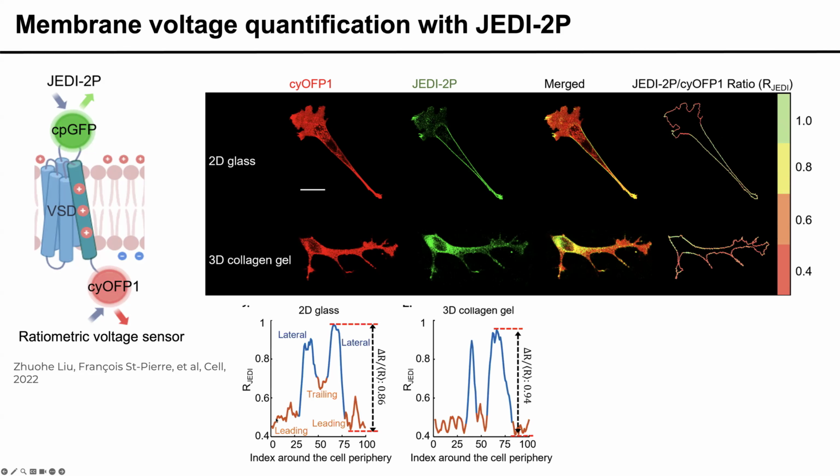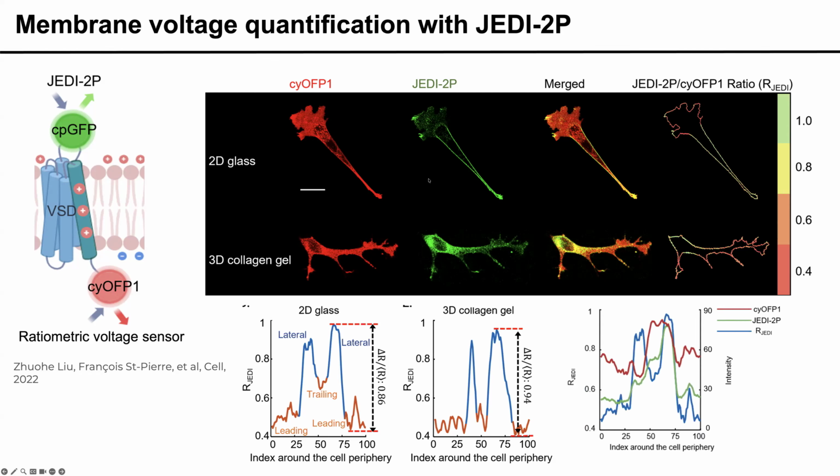And then you can quantify this ratio, the JEDI ratio around the cell periphery, plotting at different regions. You see that the differences in ratio are quite large, leading and trailing edges versus the lateral regions, showing quite a bit of difference. This is not because somehow JEDI is locally expressed at a high level for some reason, right? Not an artifact of those things, because if you look at the channels separately, you do see a spatial variation in CYOFP. Some regions are high in CYOFP level, but the JEDI fluorescence is low, right? And that leads to a different ratio. So the ratiometric probe we think is working, is telling us locally what the membrane potential should be.